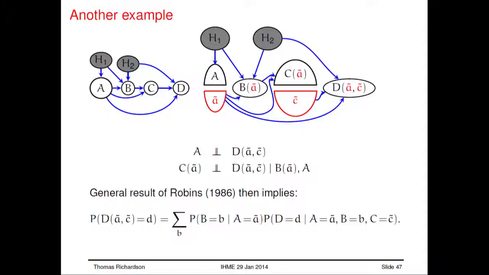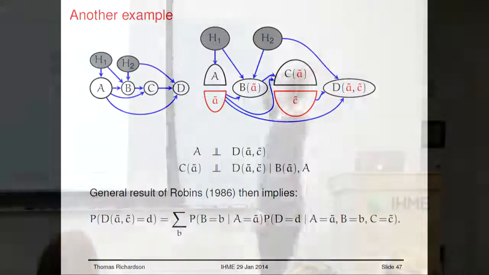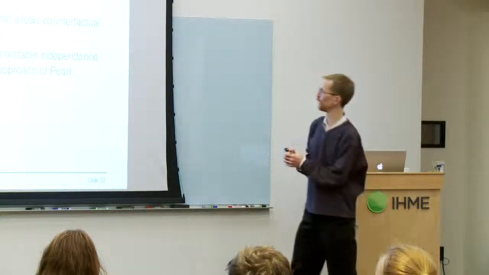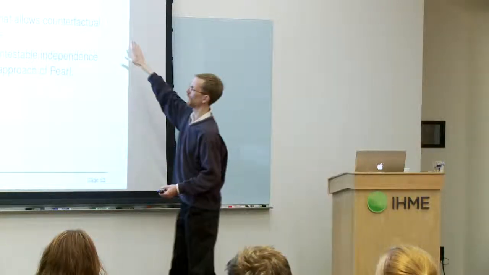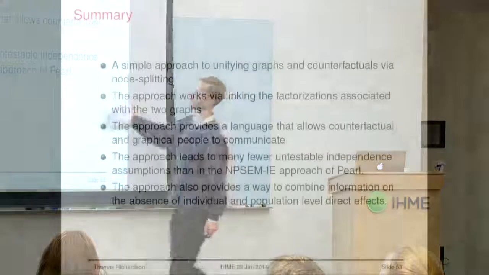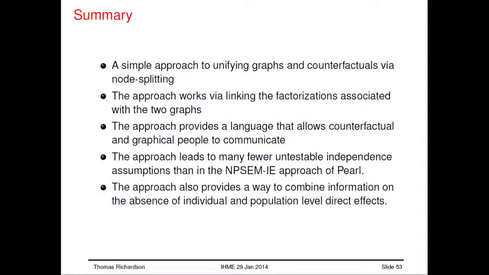Okay, so you can see I'm running out of time, so I will end and summarize here. So I presented a simple approach to unifying graphs and counterfactuals via node splitting. This works by linking the factorization associated with the two graphs, provides a language that allows counterfactual and graphical people to communicate, I hope, and it leads to many fewer, in fact, we can say precisely super exponentially many fewer untestable independence assumptions than the approach based on non-parametric structural equation models with independent errors that Pearl has advocated. And I haven't talked about it here, but it also provides a way to combine information on the absence of individual and population level direct effects. And that's it.